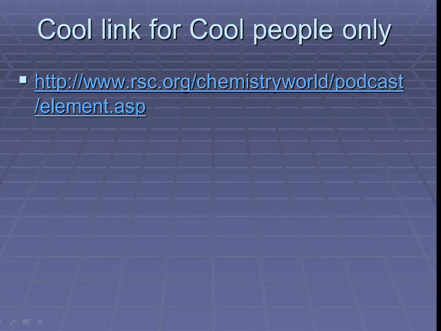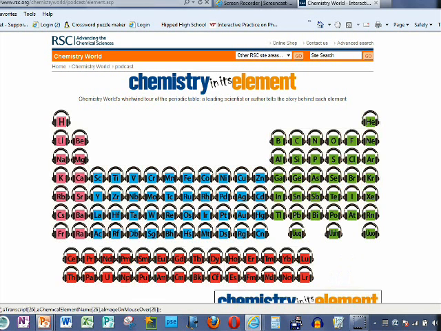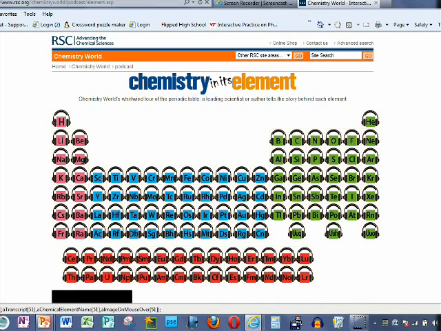So there are many different links you can look at different elements. This is really cool. You can hear about them. There's lots of different periodic tables you can click on and look at the pictures and read about them. But I like this one a lot because you can hear people talking about the elements. So you can click on any of these.